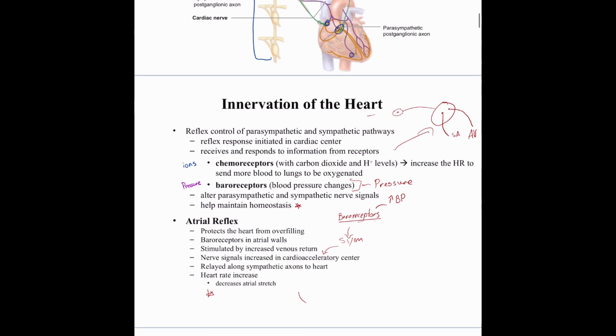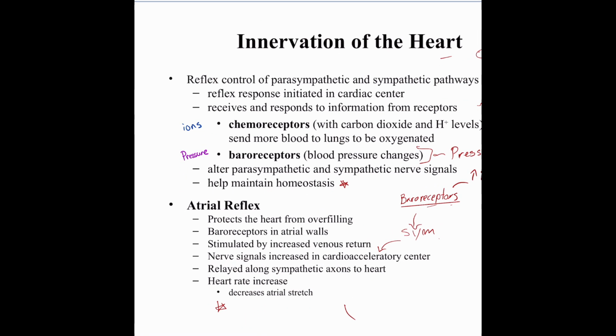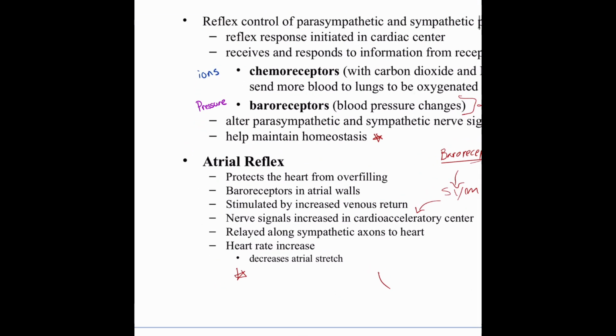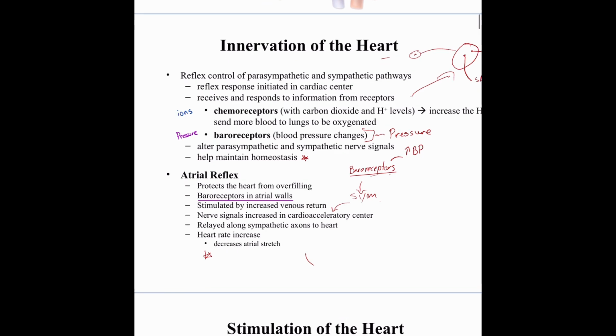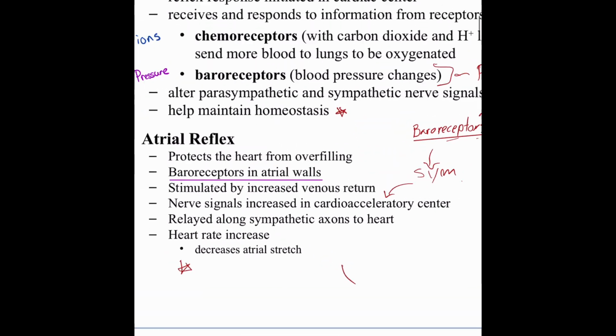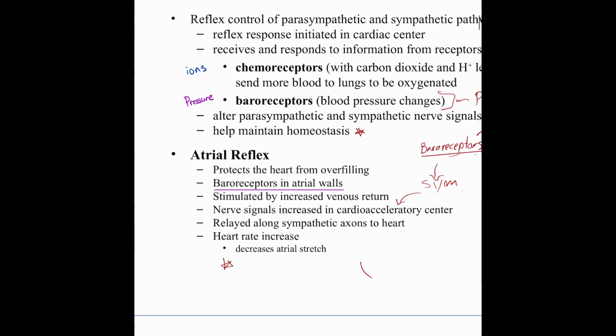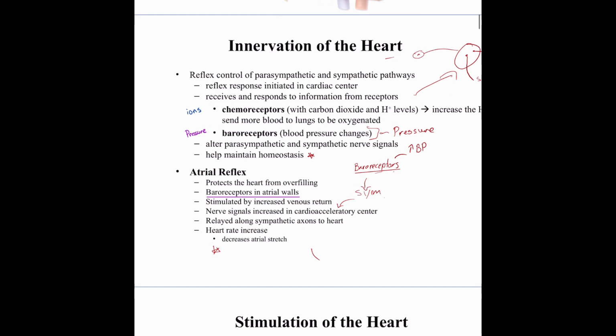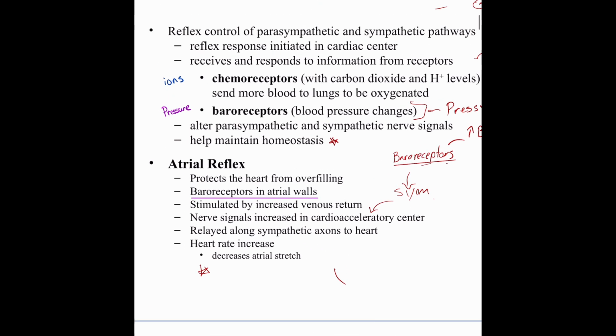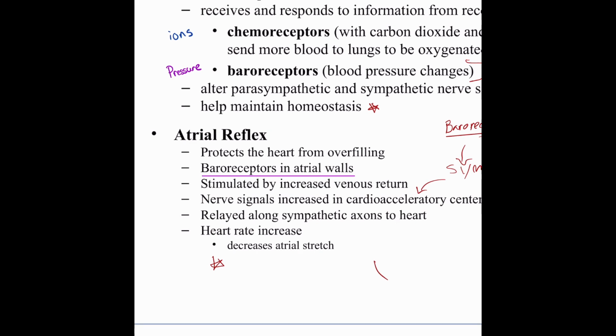So we have the atrial reflex, and this protects the heart from overfilling. There are baroreceptors in the atrial walls of the heart, and essentially this protects the atrial walls from overstretching, and losing that elasticity and strength to contract. So it is trying to protect that ability.